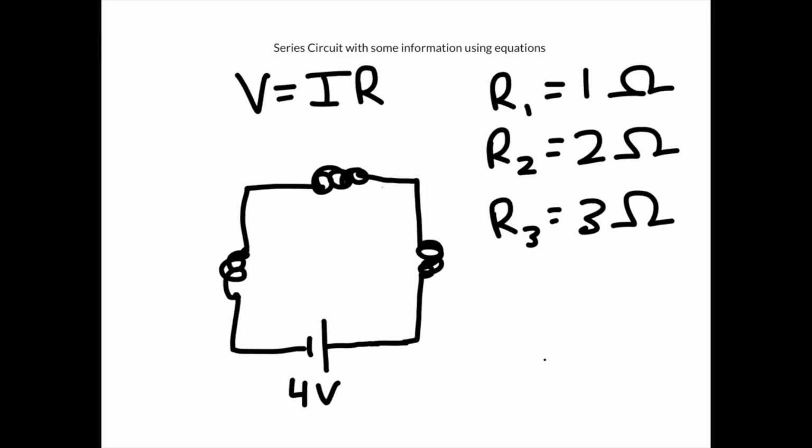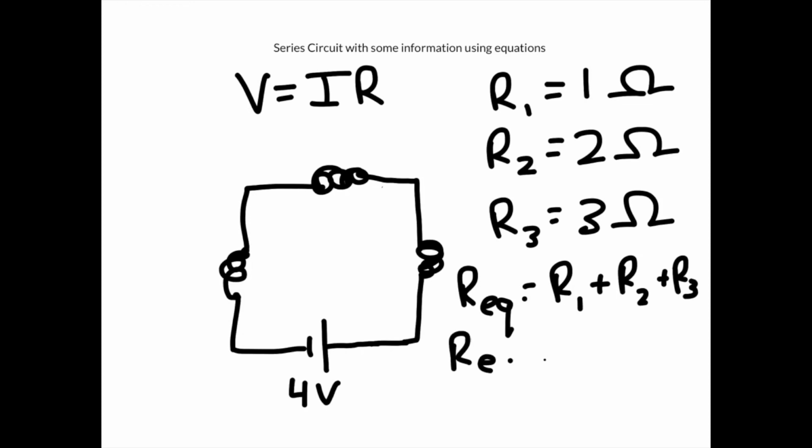If you look back at your reference table, the way that the total resistance or the equivalent resistance for a series circuit operates is that we have the equivalent resistance equals the three resistances that we have added together. So all I need to do to find the equivalent resistance of the circuit is to say that's 1 ohm plus 2 ohms plus 3 ohms, which is a total of 6 ohms of resistance.